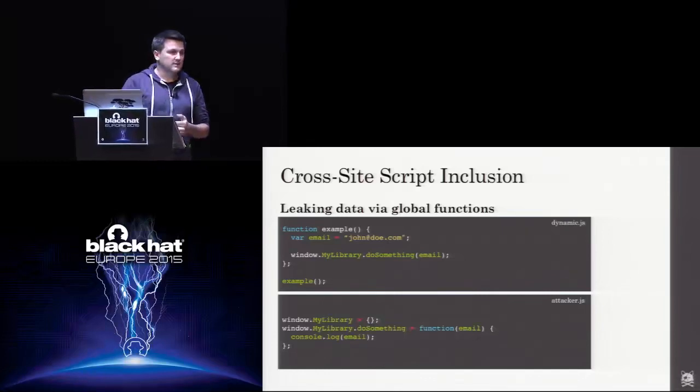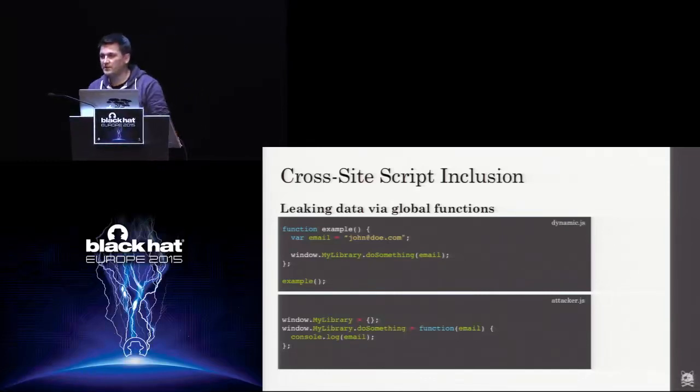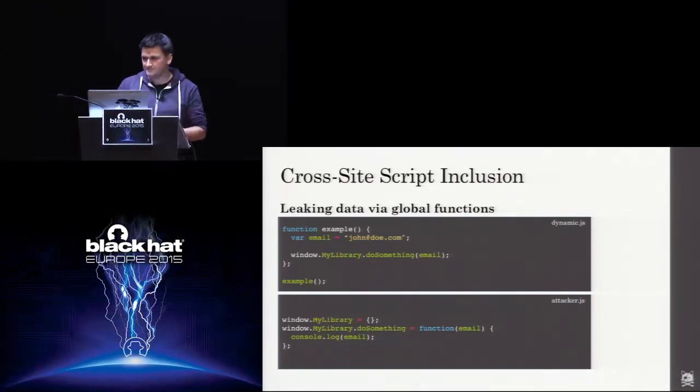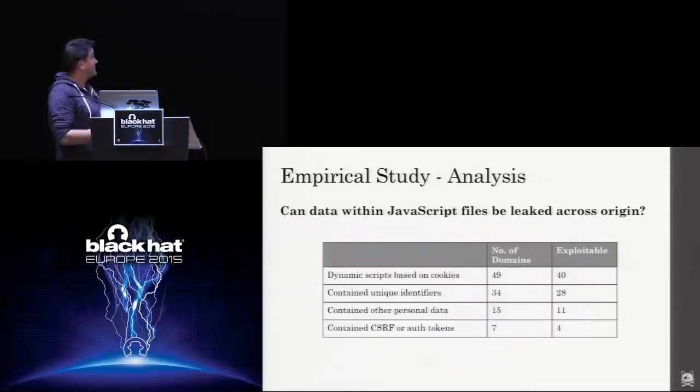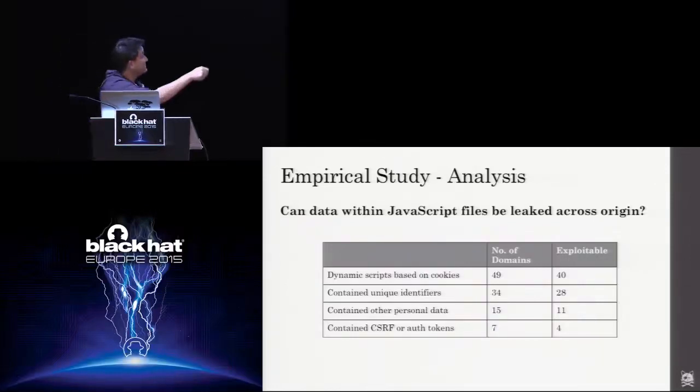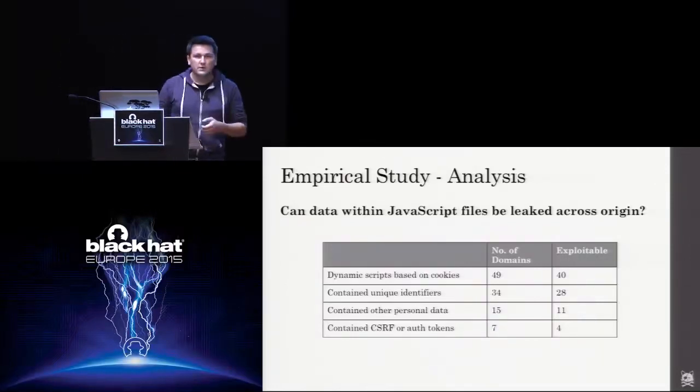We also have some methods where we can leak local variables that are not passed to global functions, but that's too complicated for just this 25 minute talk. So we then tested all these methodologies against the scripts that we actually found, and these are the results. Of the 49 scripts or 49 domains that we found, we were able to exploit 40 of the domains.